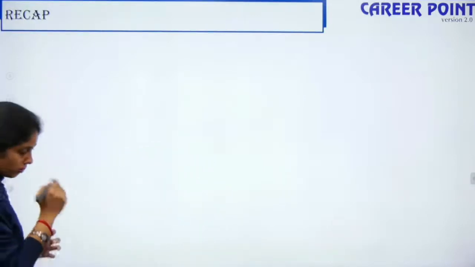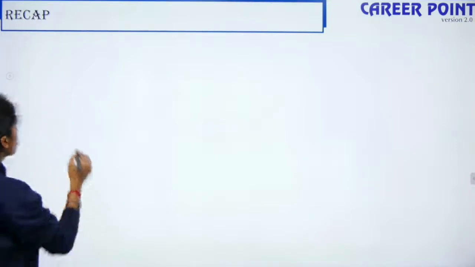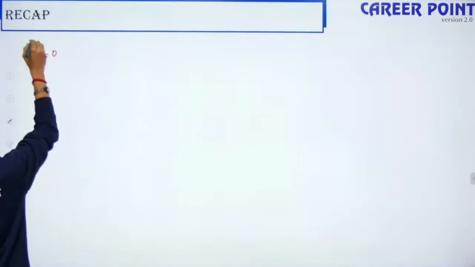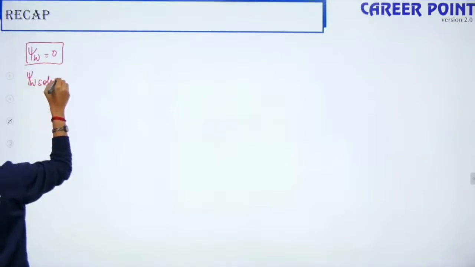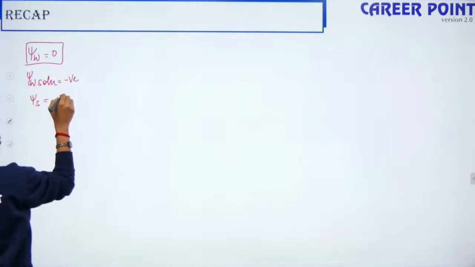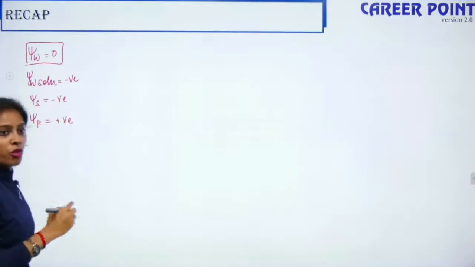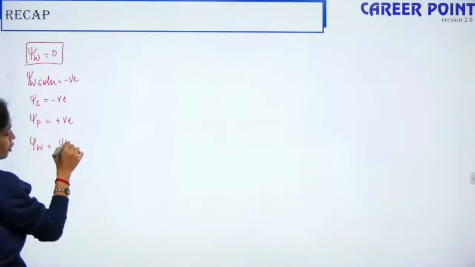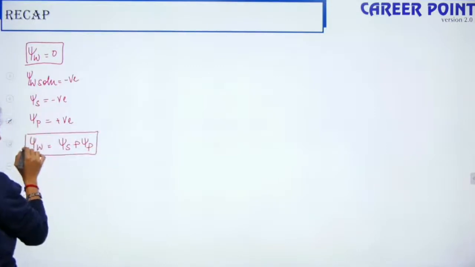The first one, we have been talking about water potential. Things started off with water potential. Water potential of pure water is 0. Water potential for a solution is always negative. Then we have solute potential. Solute potential is always negative. Then you have pressure potential, which is always positive. Thus the formula for water potential is given as water potential is equal to solute potential plus pressure potential. This is the final formula for water potential.